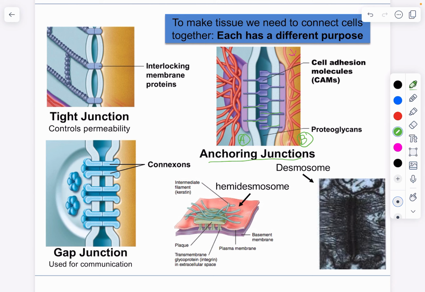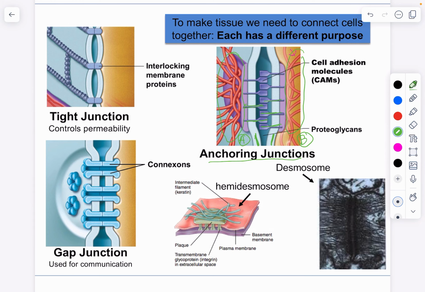What they are doing is stitching two cells together, and they're doing so by holding on to the cytoskeleton, which is what you're seeing in reddish orange on each side of the cell. So it's holding the cytoskeleton and the membrane of one cell and the cytoskeleton of another cell and its membrane together. That's what these anchoring junctions are doing right here.